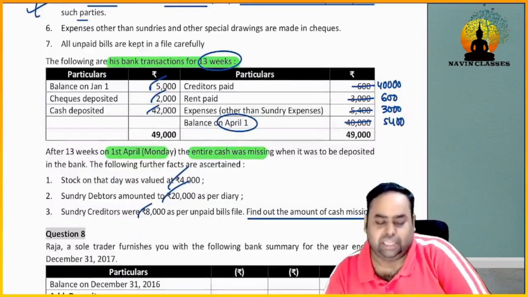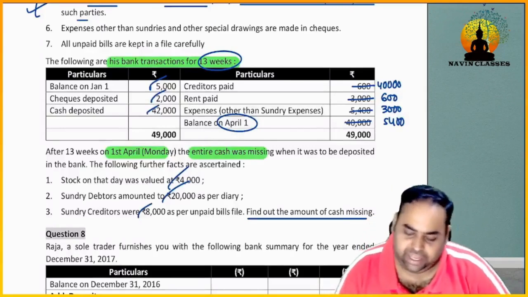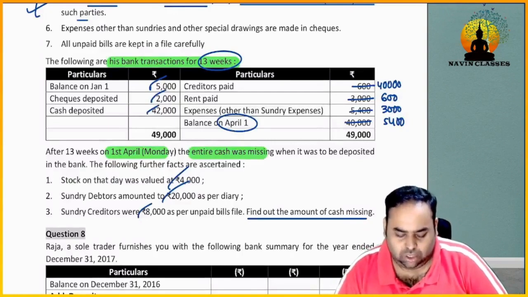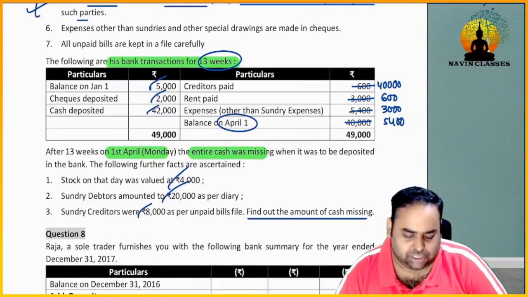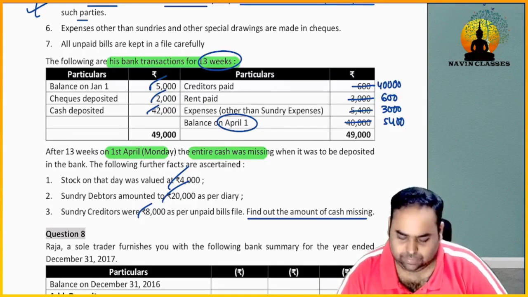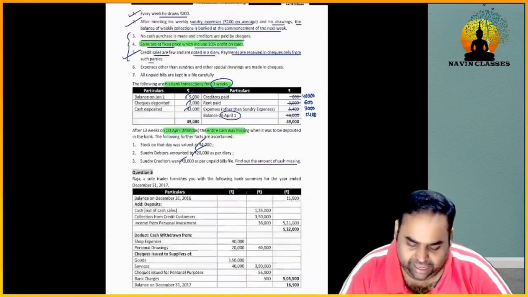Creditor paid will be 40,000. The rent paid will be 600. Expenses will be 3,000. And the balance will be 5,400. Check this once.